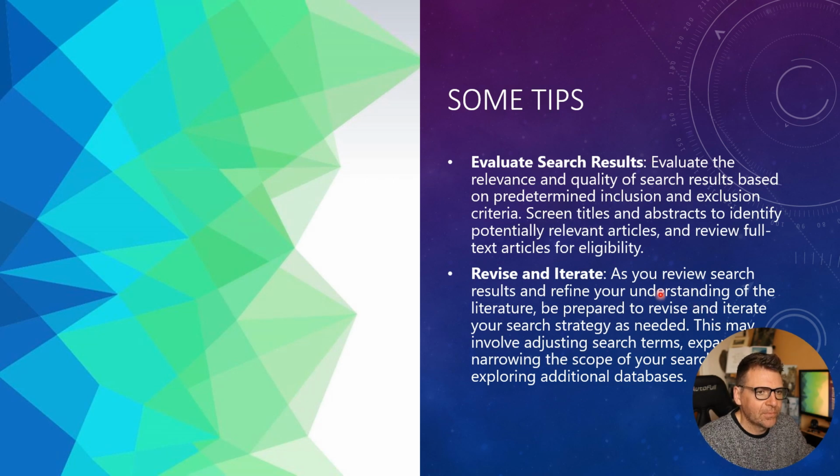Now I'm covering that there, but that's okay. This is basically saying what I've said already, which is to evaluate the relevance and quality based on predetermined inclusion and exclusion criteria. So screen titles and abstracts to identify potentially relevant articles and review full text articles for eligibility. These will have keywords at the beginning, just after the abstract. They'll also use the terms throughout the article. So make sure you mine them for information and keep a record of them, maybe in an Excel sheet, of common key terms that seem to throw back relevant literature.